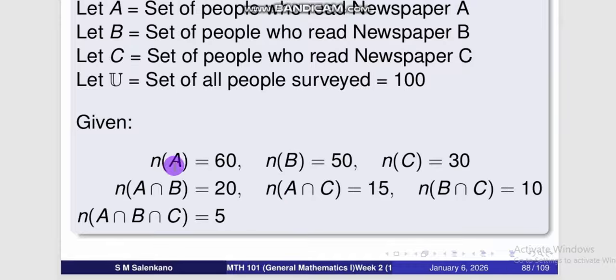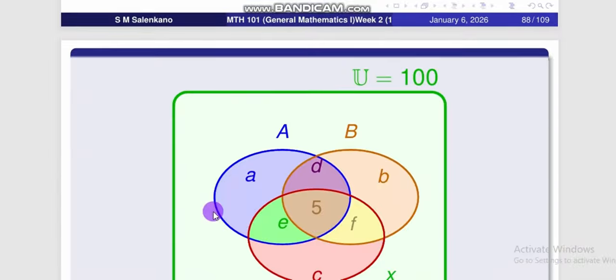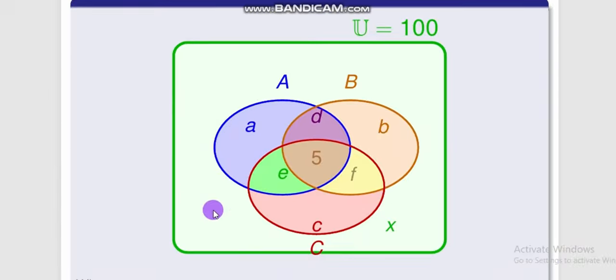The total number in set A is 60, in B 50, and C 30. For A intersection B, you have 20, and then A intersection C you have 15, and then B intersection C you have 10, and those who read all the three, you were given 5. Okay, the next thing is you now draw your Venn diagram.